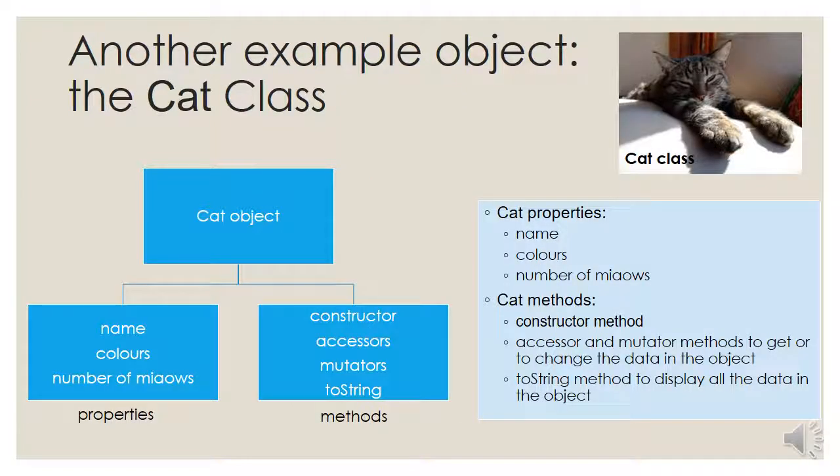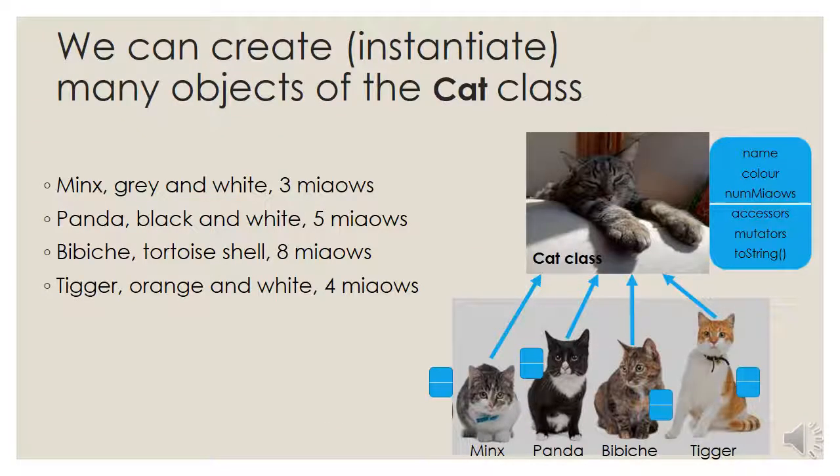I'm going to give you another example: the cat class. Say we store the properties name, colors, and number of meows for a cat. The methods would be the constructor, accessors, mutators, and toString, to be able to change and get hold of the data. We could create many objects of the cat class. Here are some examples of the cats, like Little Minx, who's grey and white, has 3 meows, and so on.